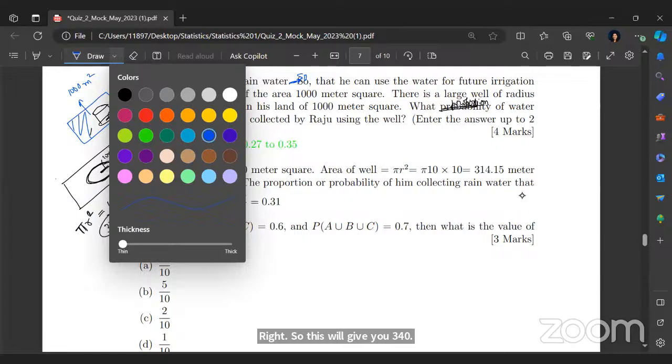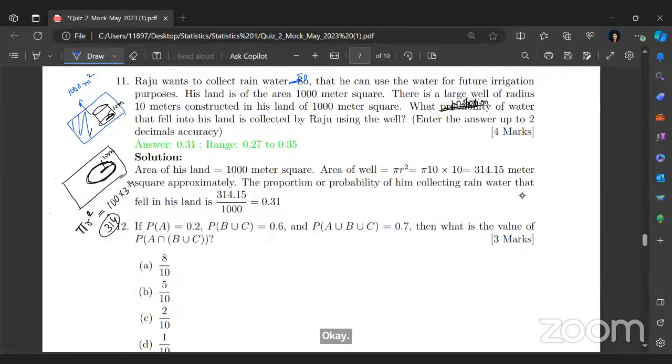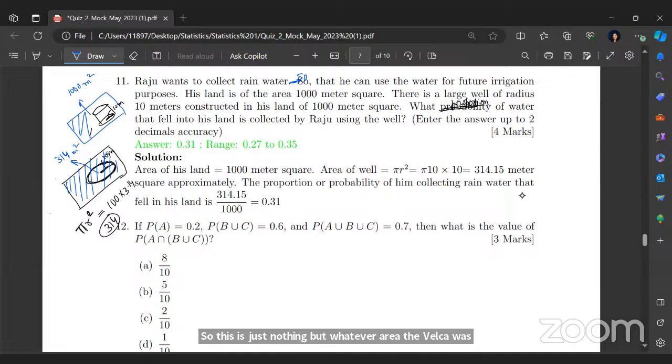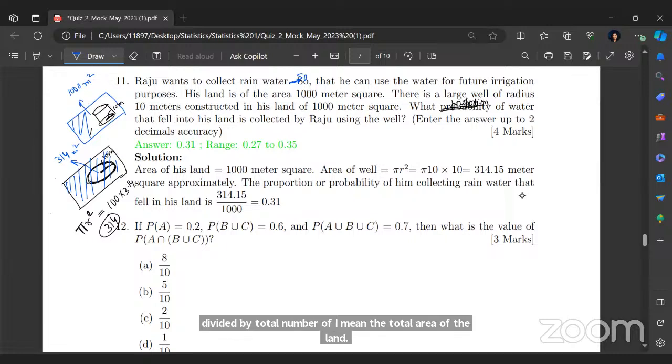Now, we are saying out of this 1000 meters square area, the well is covering some 314 meters square, right? So what proportion of water will he collect that fell on the land? This is nothing but whatever area the well covers divided by the total area of the land, which is 314 divided by 1000.